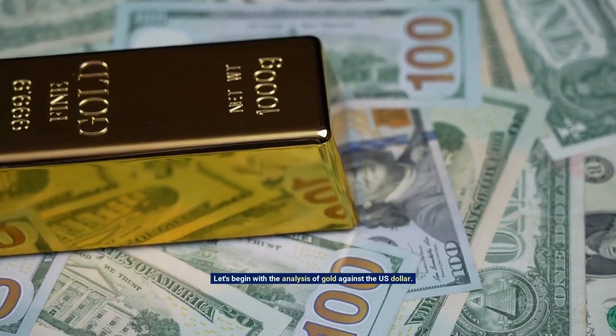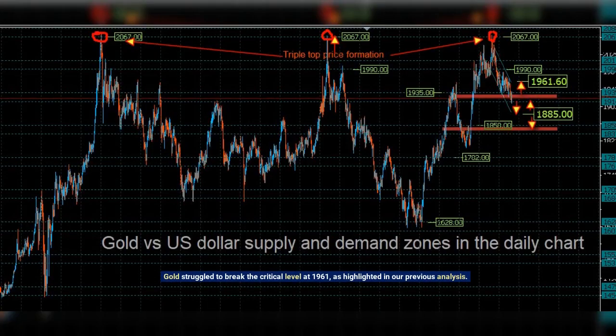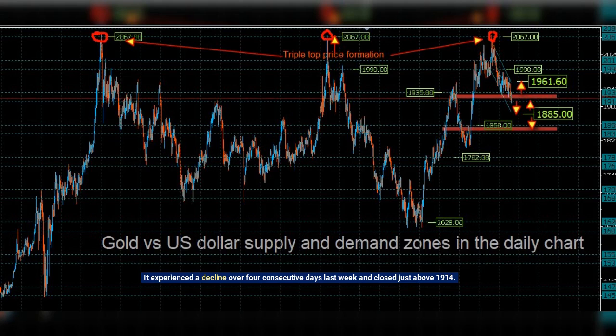Let's begin with the analysis of gold against the US dollar. Gold struggled to break the critical level at 1961, as highlighted in our previous analysis. It experienced a decline over 4 consecutive days last week and closed just above 1914. The upcoming trading sessions will be crucial as gold hovers near this level.